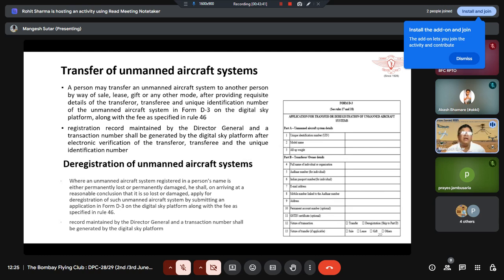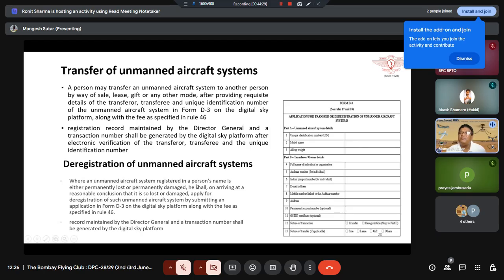Where an unmanned aircraft system registered in a person's name is permanently lost, for example you are flying in a very remote location, or any scenario where you do not have access to that drone, you have lost that drone, or it is permanently damaged, he shall, on arriving at a reasonable conclusion that it is so lost or damaged, apply for deregistration of the drone using application form D3 on the Digital Sky platform along with the fee as specified in Rule 46. Again the record will be maintained by the Director General, and a transaction number shall be generated by the Digital Sky platform and assigned to you.